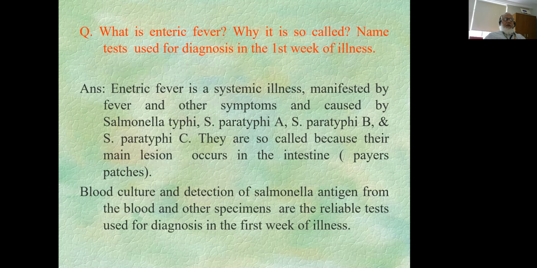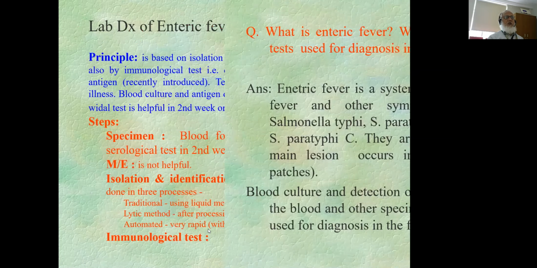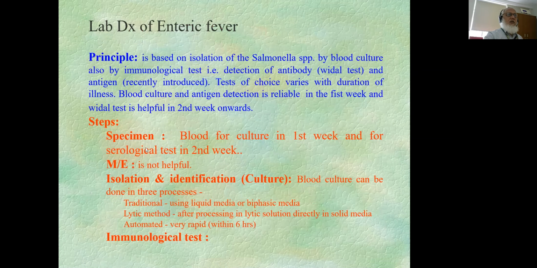What is enteric fever? Why is it so called? And how can it be diagnosed? Enteric fever is a systemic illness manifested by fever and other symptoms caused by specific Salmonella species like Salmonella typhi, paratyphi A and B. They are so called because their main lesion occurs in the intestine, the Peyer's patches. And the main principle of diagnosis is blood culture and detection of Salmonella antigens from the blood, plus some antibody detection tests. So we can discuss in detail.